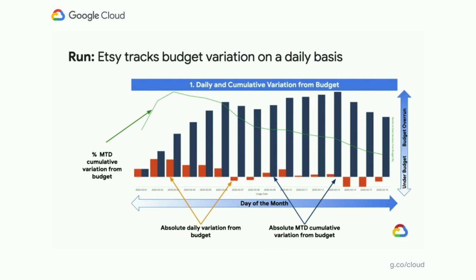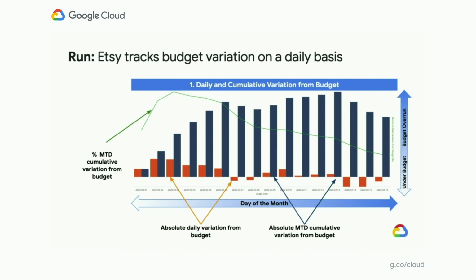So I'm going to walk you through 3 different approaches or 3 different layers of tracking the variation or the trends in our GCP spend. The first one, I look at it as an account level. So what you are looking at here on this graph is the daily as well as month-to-date variation from budget.